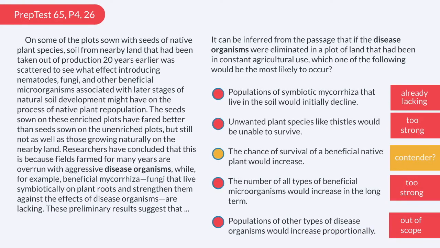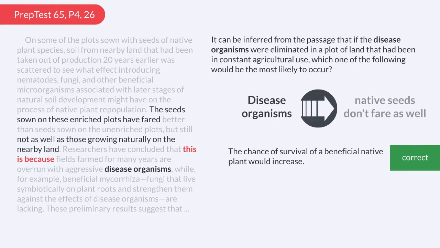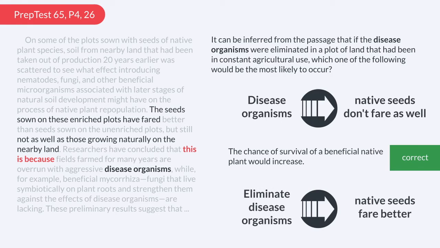Looks like C is our best answer. We refer to that sometimes as flipping the causal difference maker. We know that these organisms are making a difference. They're making it so that the seeds don't grow as well. LSAT loves to test the idea of if you removed that cause, you would remove that effect.